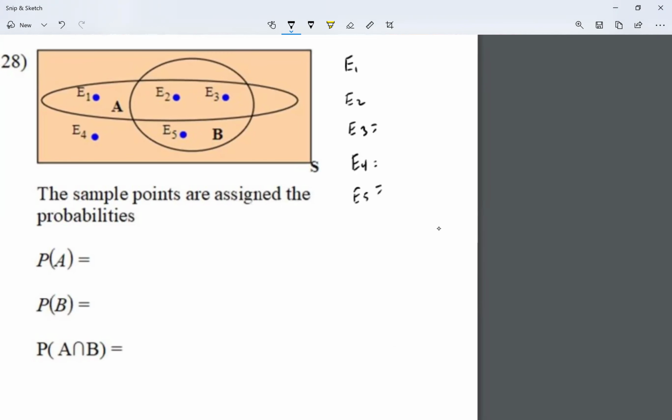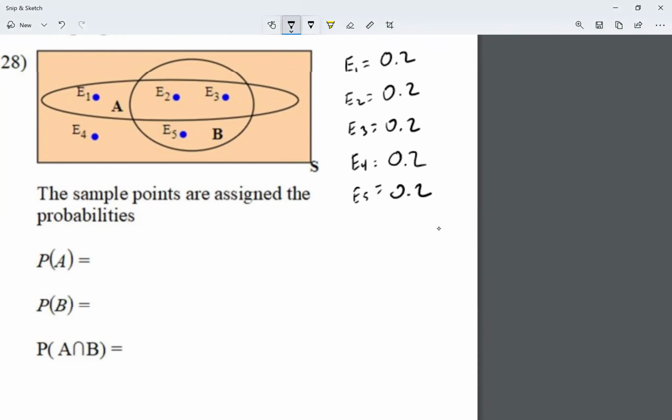Again, each of those will be given a value. If I'm not given a value, I'm going to say they're all equally likely. So that means they all have the same probability. I'm going to call each of these 0.2. Remember, when I add all of them, it should equal 1. So in reality, I just did 1 divided by 5 because there's 5 points. Okay. So what's the probability of A happening?